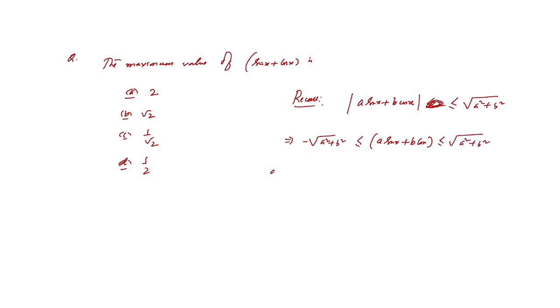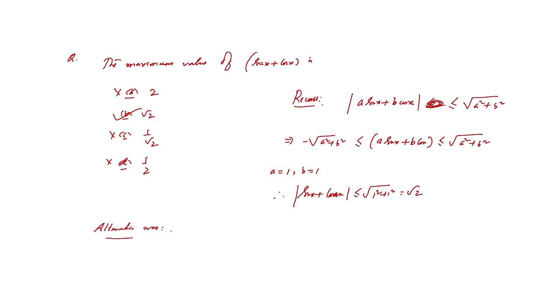So obviously here you just compare with sin x plus cos x, a equals 1 and b equals 1. So the value of sin x plus cos x is obviously less than or equal to root under 1 square plus 1 square, that means root 2. So hence the maximum value is basically root 2. All other options are false. You can do the problem in an alternative way.